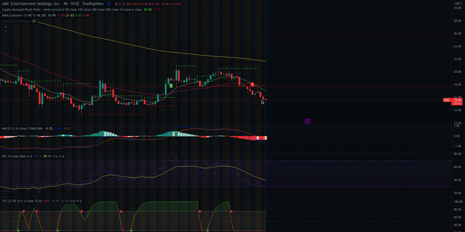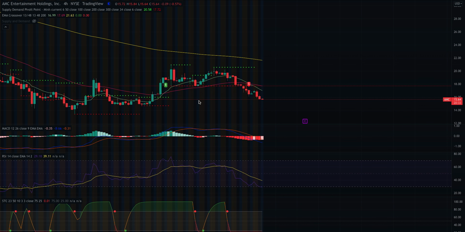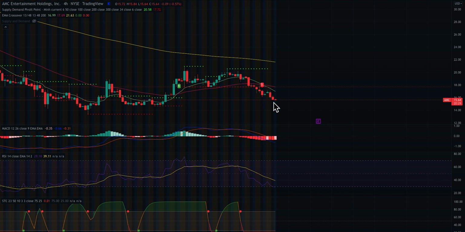So let's go ahead and look at what we see here. We have AMC on the 4-hour. We have supply and demand zone. So we would want to call this support and resistance, all right? Let's just generalize that. So on the 4-hour currently, we see AMC trading at 15.64. We can see support somewhere in this area here at about 14.50. If we break below that, then the next zone will be about 13.50.